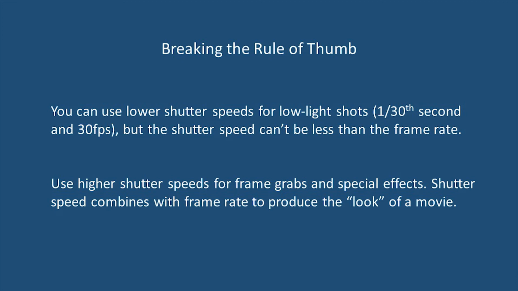You can drop that shutter speed down to 1/30th of a second and gain that much light. You may choose to use higher shutter speeds if you're shooting for frame grabs or to make special effects. Shutter speed combines with frame rate to produce the look of a movie. The classic example is the opening scene of Saving Private Ryan. This was shot with a fast shutter speed in order to give it an edgy look. If you're interested in looking it up, search for Saving Private Ryan shutter angle.